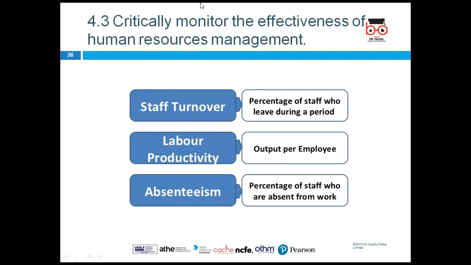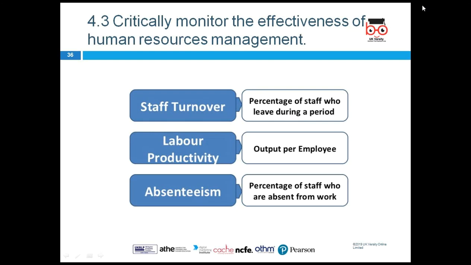Next we are looking at 4.3. What is 4.3? It is critically monitoring effectiveness: how we can monitor effectiveness in human resource management. We need to focus on three major areas. First, staff turnover, the percentage of staff who leave during a period. If HR is not effective, the percentage is high.